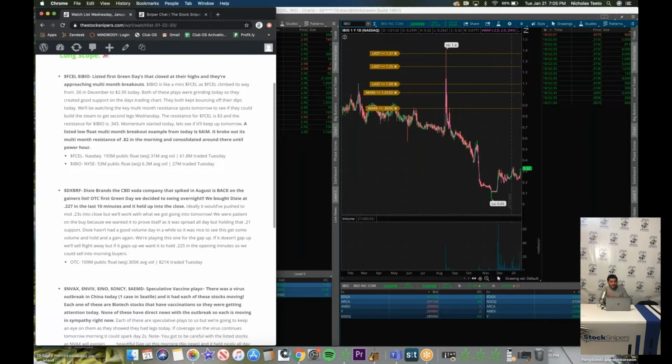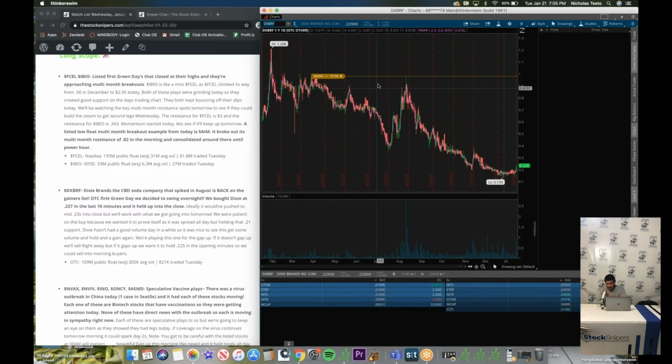The next on our list, DXBRF. This one we're actually in overnight, so this would be an exciting one to talk about. As you can see on the long-term chart, it's completely beat up. This is Dixie Brands, the CBD soda company that spiked in August, so look at the spike here in August, and it's back on the gainers list. So nice to see it come back after really not seeing much of it since August.